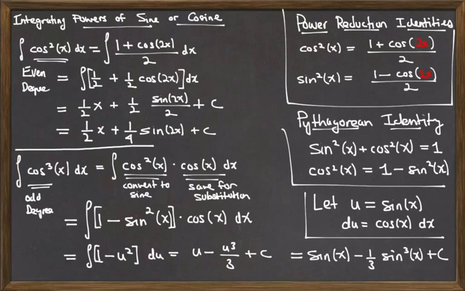Let's just review what we did. In the odd degree case, what I did is I took all of the even powers and I converted them to sine squared. I saved one extra power for the substitution, so that was my derivative of u, the cosine of x. When I had an even power, what I did is I used the power reduction identities to expand out to terms that were easier for me to integrate.